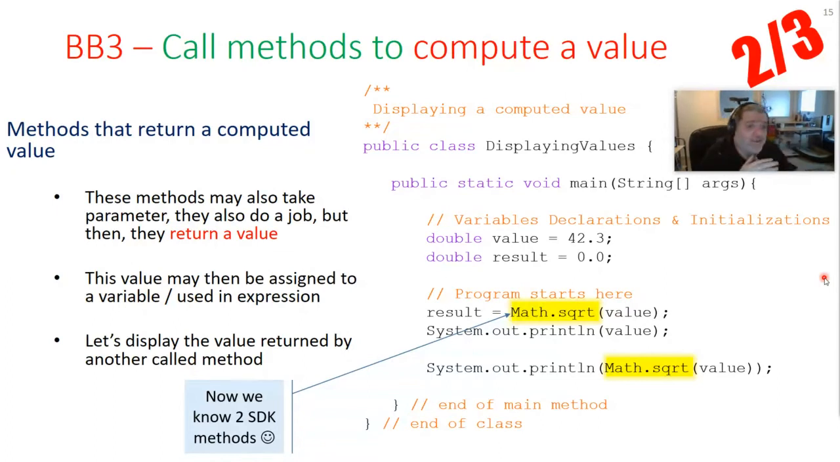So it's not that the method computes the result of square root of 36 and then, I don't know, displays it on the screen. No, the square root is used like you're used to in math. It returns, but it returns a value.